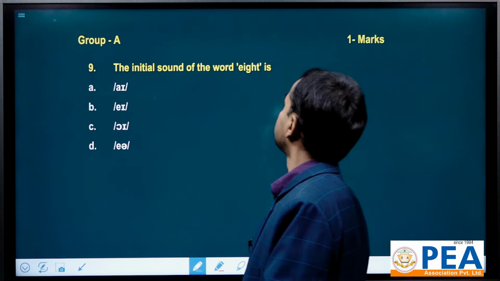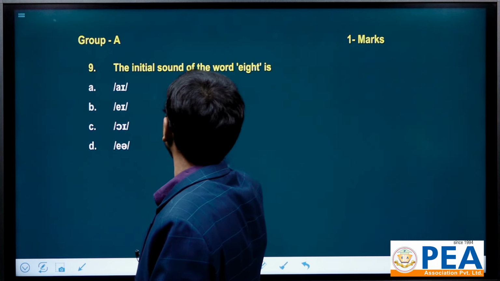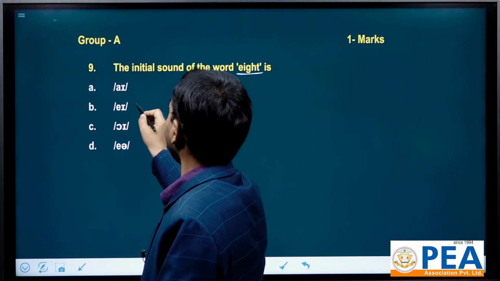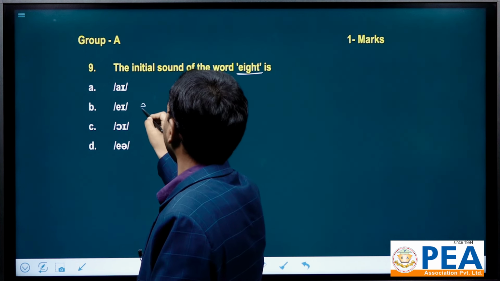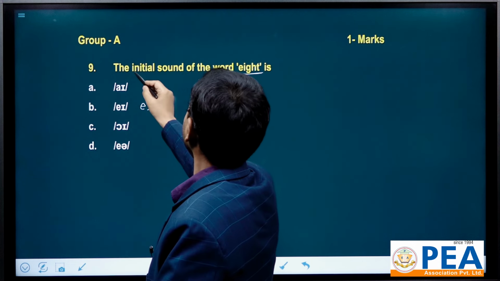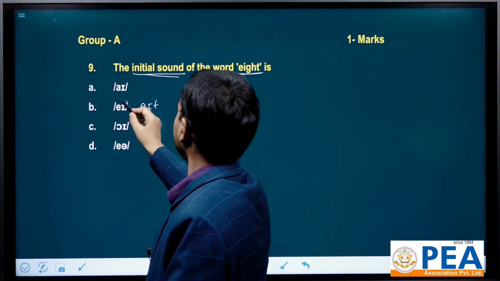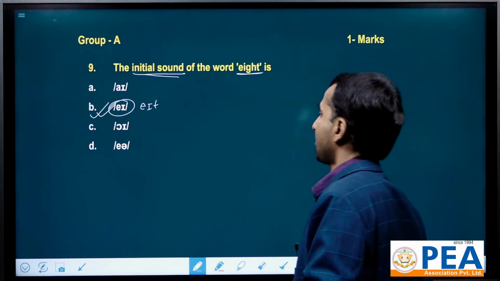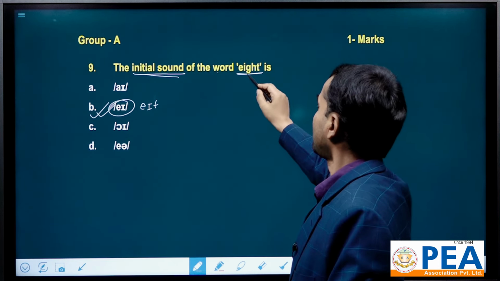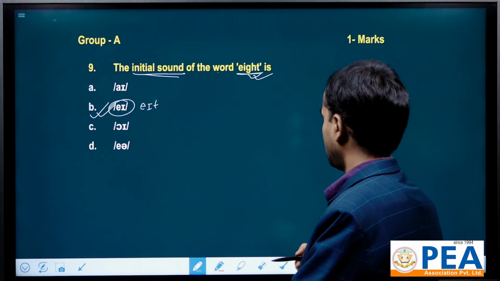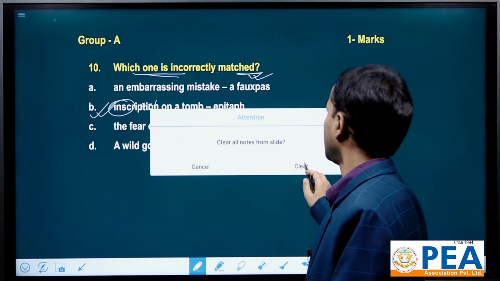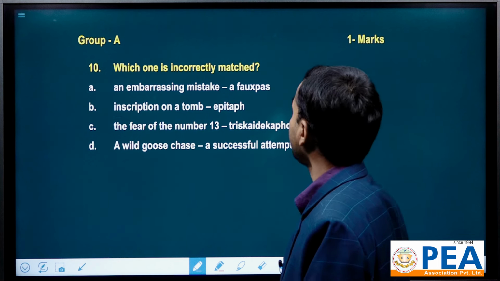Now go with another question. Here see, when we see its pronunciation, we find E-I and the last one is T. Okay. And initial sound, this one is the right. Initial one, this one is right. The rest all are wrong. You find this question from the sound stress, one of the most important chapters. Okay. Now we see which one is incorrectly matched.